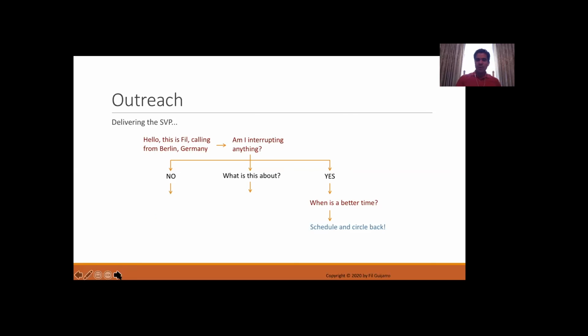So no and what is this about actually works in the exact same direction, because if someone asks you, what is this about? Then what are they asking for from our cold calling formula? The introduction. So am I interrupting anything? No. Then the introduction. Angry answer, what's this about? They're begging you to tell them what this is about, and it's the introduction.